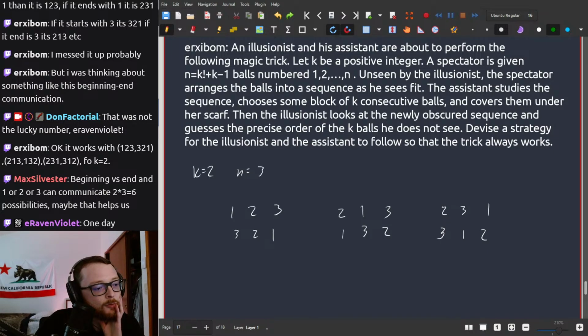Oh, okay, yeah, I see what you're saying. We do have 6 permutations and like 6 bits almost of information. So we do theoretically have just enough information that we can properly encode this. And actually that is what Erksabom is doing with this technique.